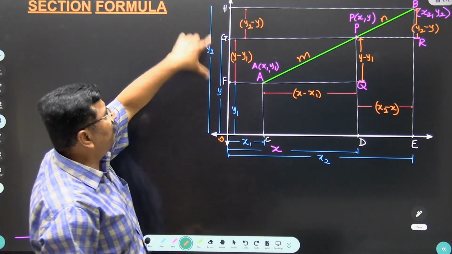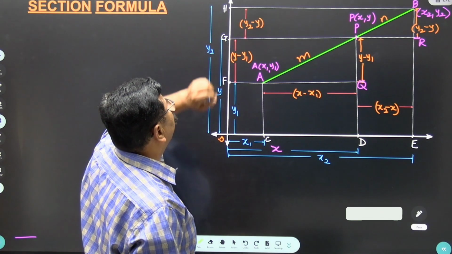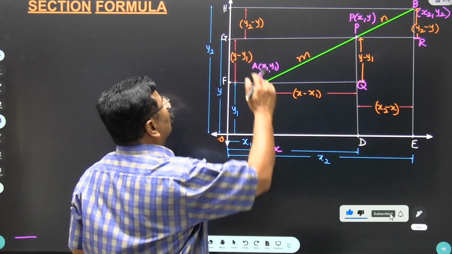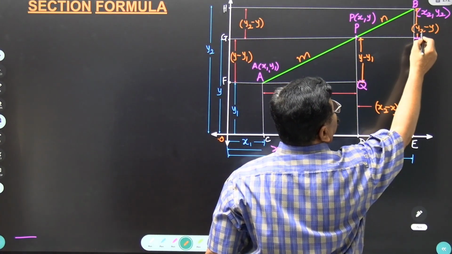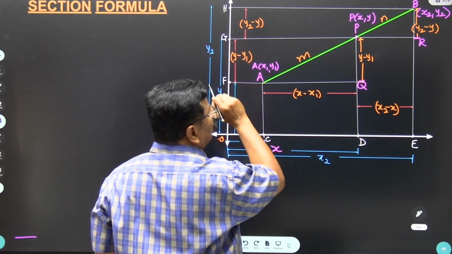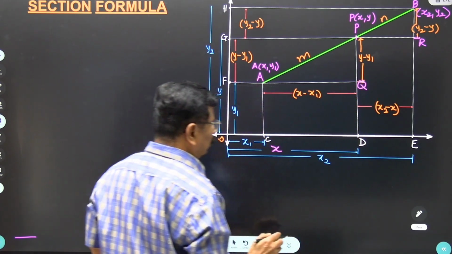And in the same way, I have found this distance FG, that is y minus y1, and this distance GH, that is y2 minus y. So when the GH distance is y2 minus y, then the BR distance is also y2 minus y, and the FG distance is y minus y1. Therefore the PQ distance is also y minus y1.